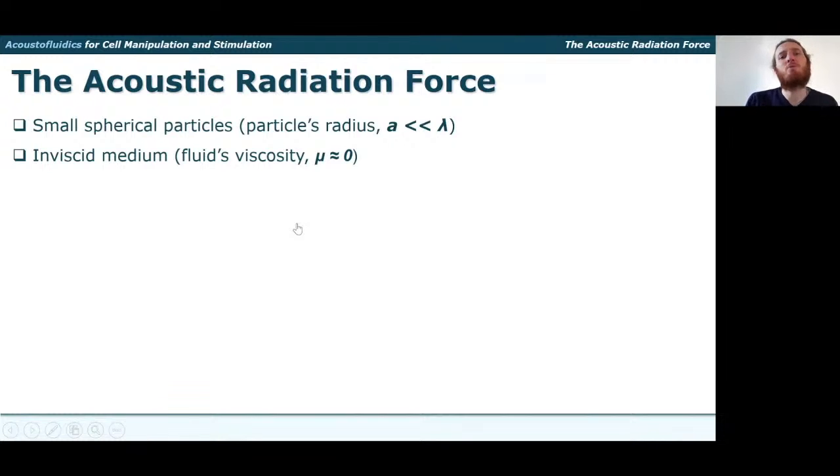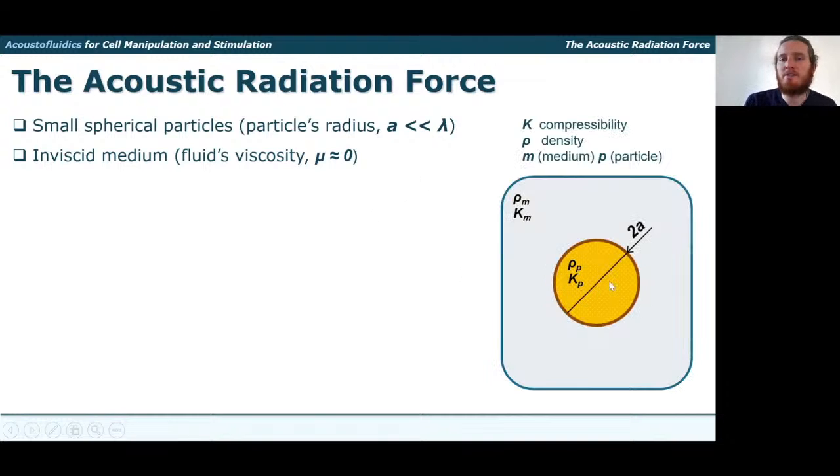So let's try to understand what are the key parameters which will determine the magnitude, the amplitude of the acoustic radiation force. Before doing that, we need to make some assumptions. We should consider that our particles suspended in the fluid have a small radius, much smaller than the wavelength of the ultrasound wave, and also that the medium surrounding the particle has negligible viscosity, so is an inviscid fluid. Let's also consider that the particle has a certain value of density and compressibility, as well as the medium has corresponding values of density and compressibility.